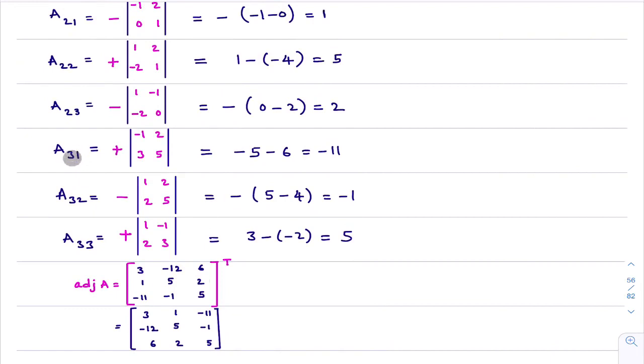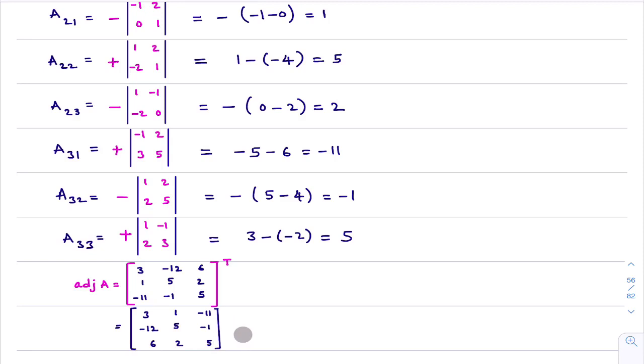What is the third row first column element cofactor? Minus 11. Third row second column element cofactor? Minus 1. Third row third column element cofactor? 5. We need to transpose this matrix. How to transpose a matrix? You know from the Matrices chapter. You write the first row as the first column, the second row as the second column, the third row as the third column. So whatever you got here, that is the adjoint of the given matrix.